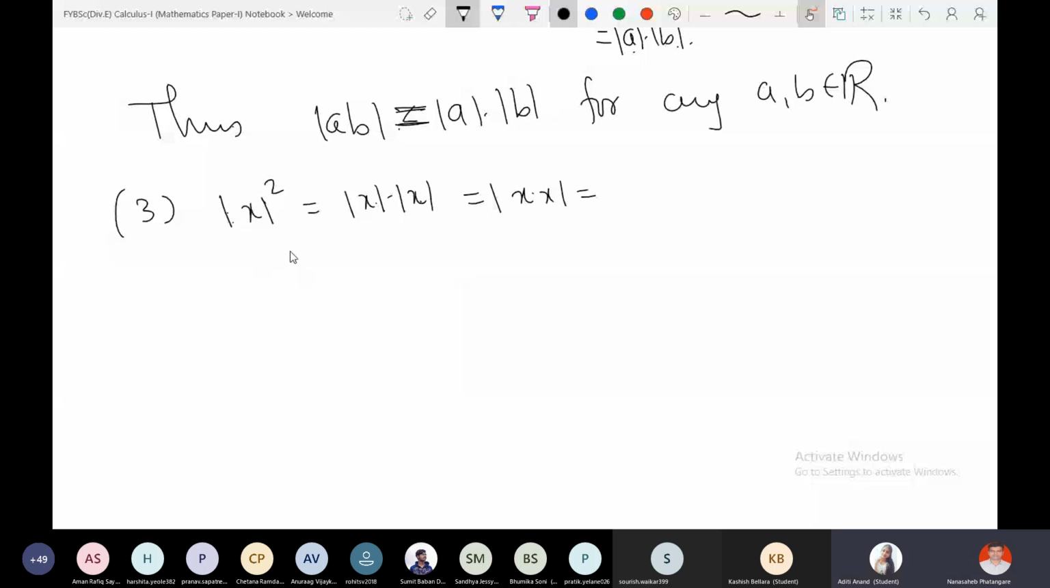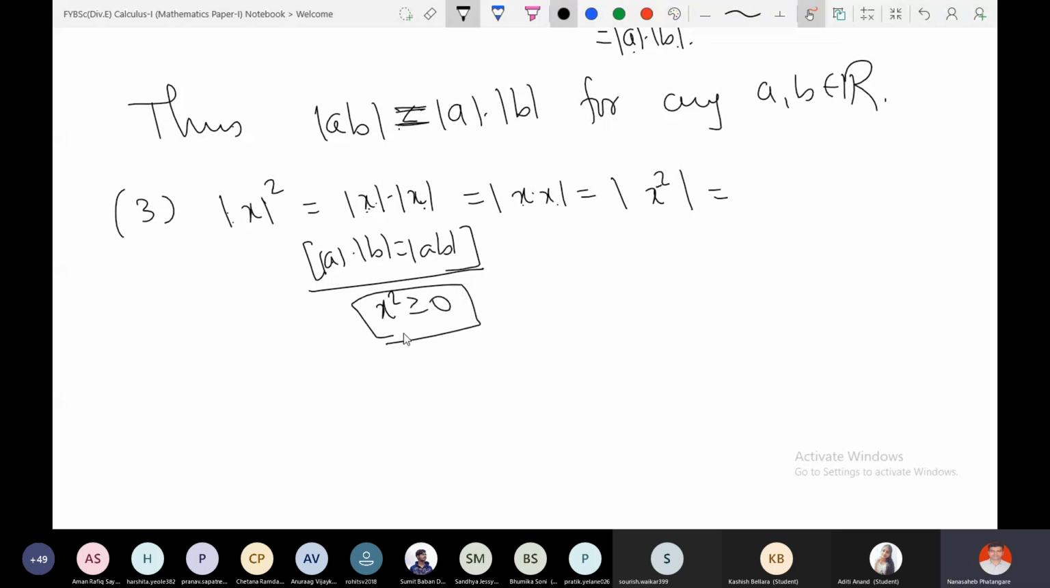What am I using here? Absolute value of a into absolute value of b is absolute value of ab. This is what I am using here. Absolute value of x times absolute value of x is the absolute value of the product. But this is the same as absolute value of x square, right? But we know that for any real number, x square is greater than or equal to 0. Whatever the real number, positive or negative, it does not matter.